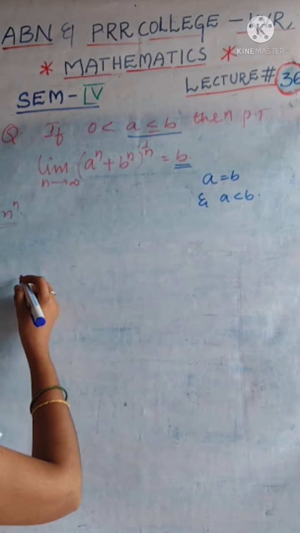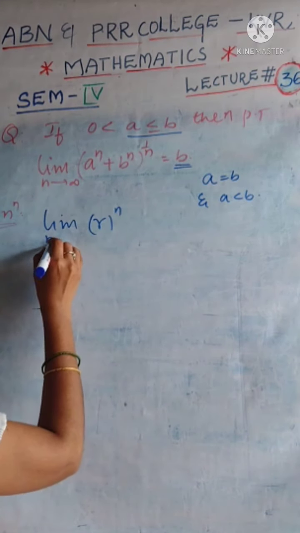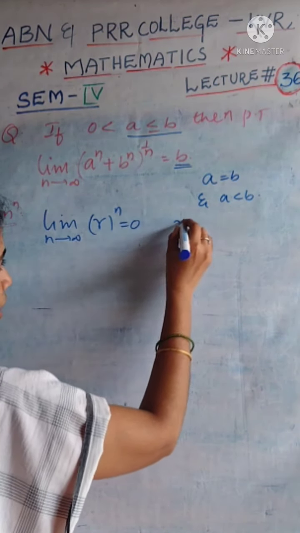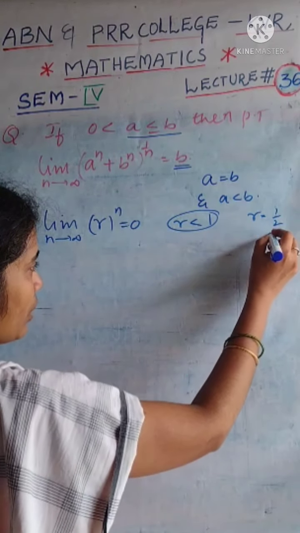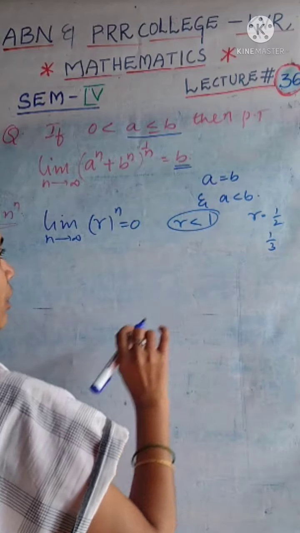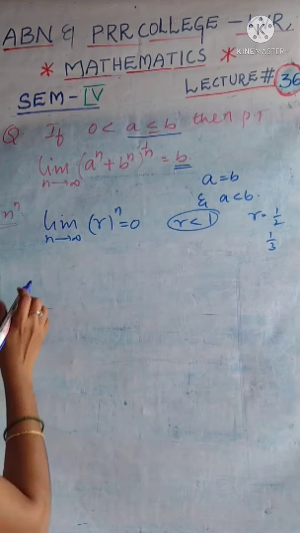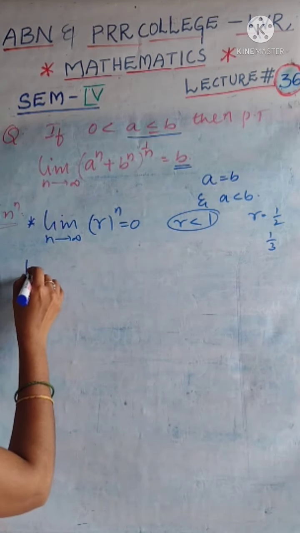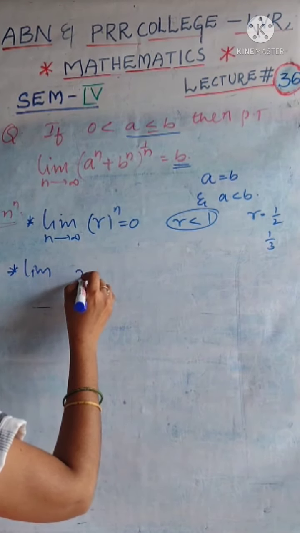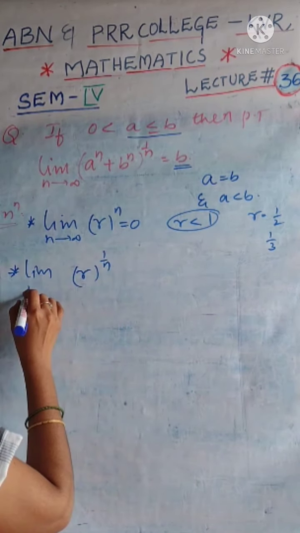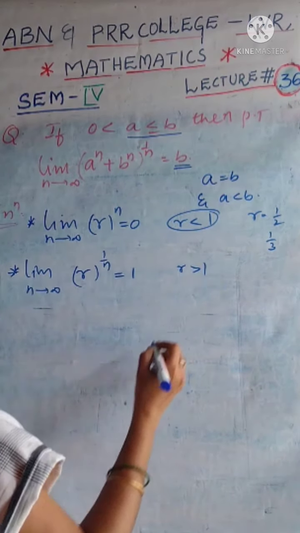Before discussing this, remember the limits. The limit of r^n when n tends to infinity is 0, provided r is less than 1. That means r is 1/2, 1/3, whatever value is less than 1. Then only the limit of r^n is 0. This is one of the important limits to derive this problem. And the second limit is the limit of r^(1/n) when n tends to infinity is 1, if r is more than 1.